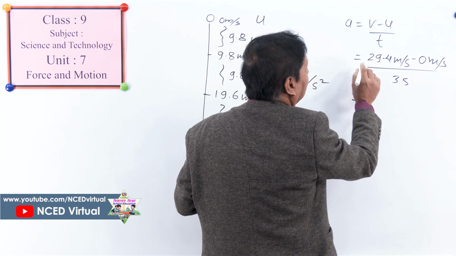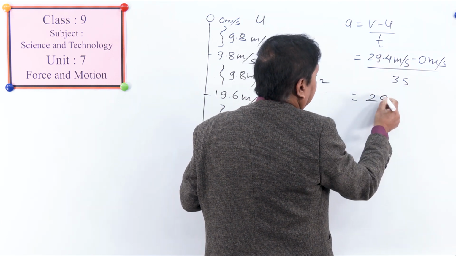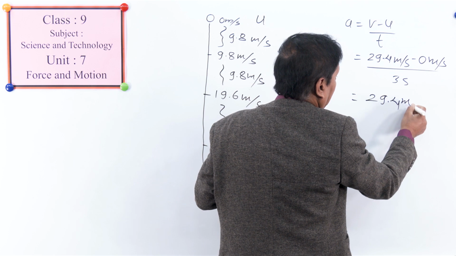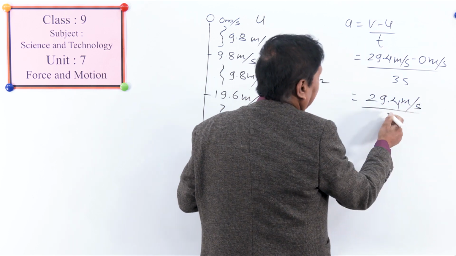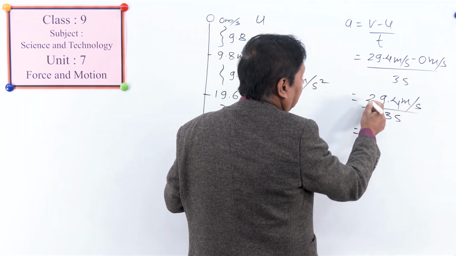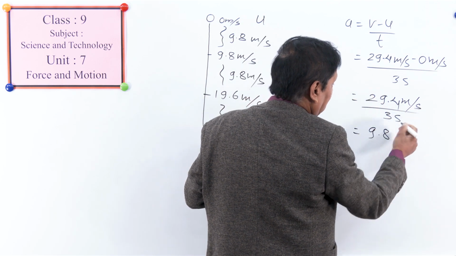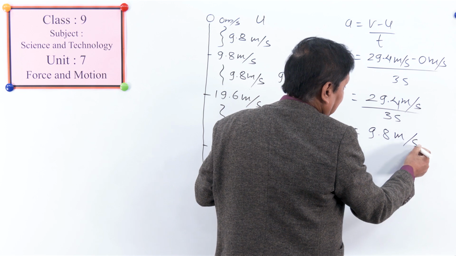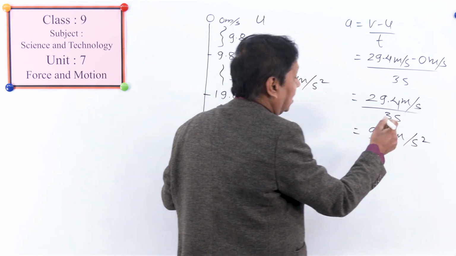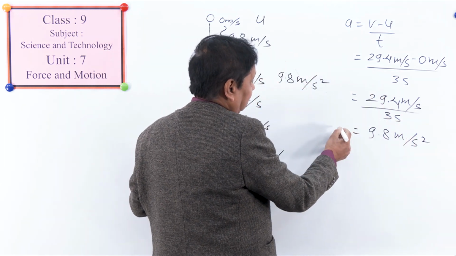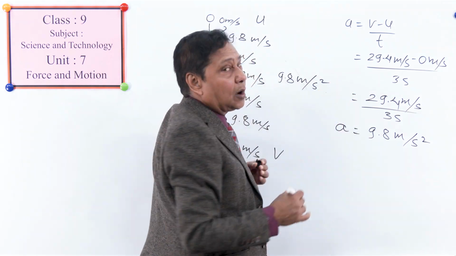This is equal to 29.4 minus 0, which is 29.4 meter per second, divided by 3 seconds. If we divide 29.4 by 3, then we will get 9.8 meter per second square. Meter per second square, because the second is in the denominator. This is the value of acceleration.